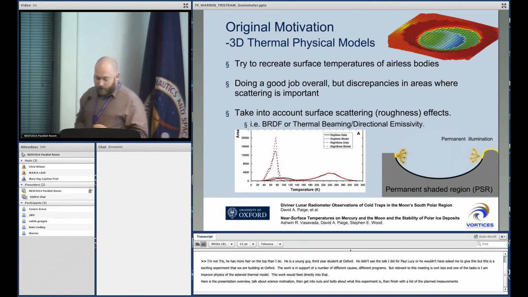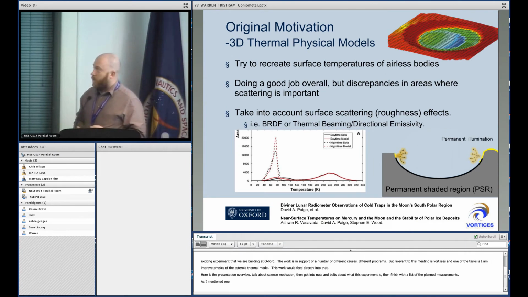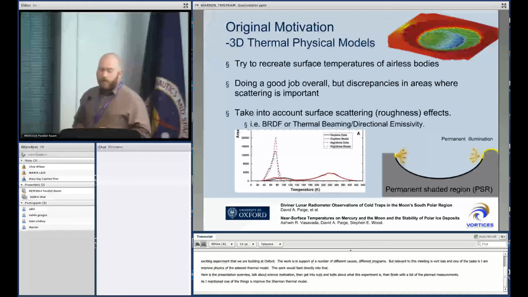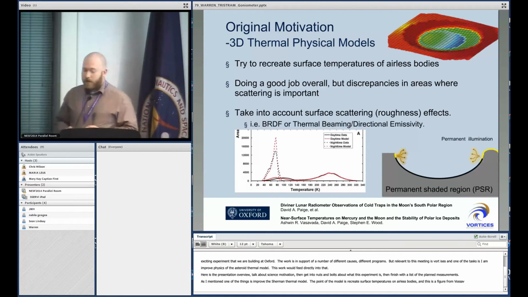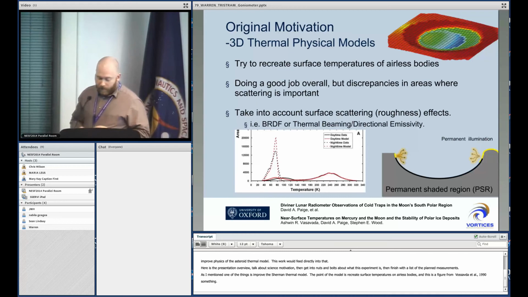So as I mentioned, one of the things we want to do is improve the Sherman thermal model, and the point of this model is to try to recreate surface temperatures on airless bodies, and this is a figure from Vasavada et al. 1990 something, and one of the issues that comes out of these thermal models is that they do a really good job when you're in radiative equilibrium. So when you're in a sunlit area, we can really accurately reproduce the temperatures that you would expect and temperatures that are measured by thermal instruments such as Diviner.